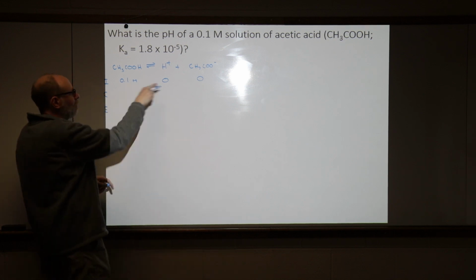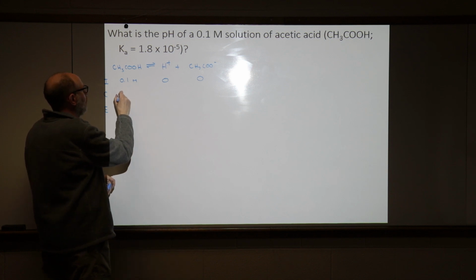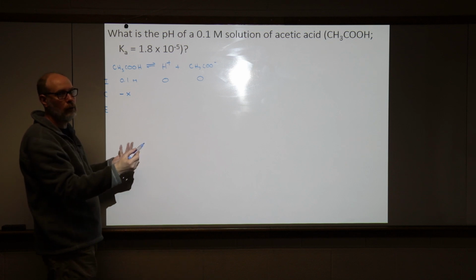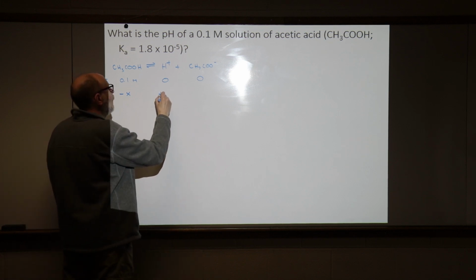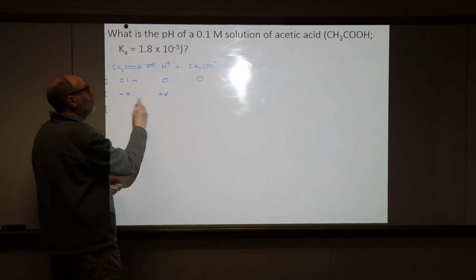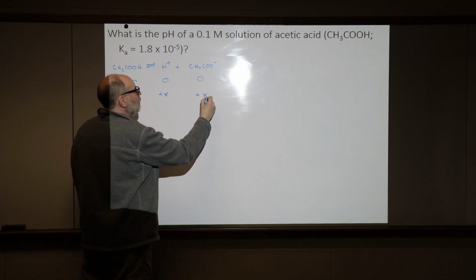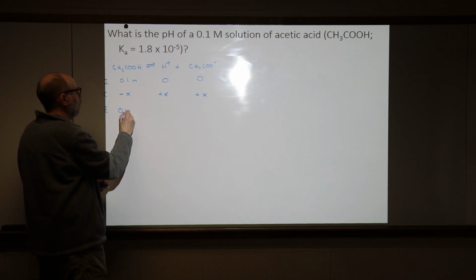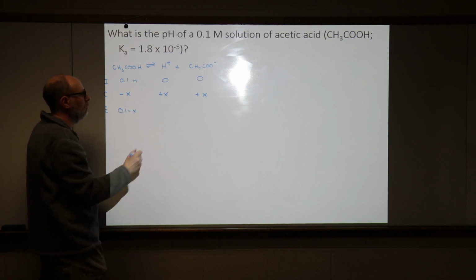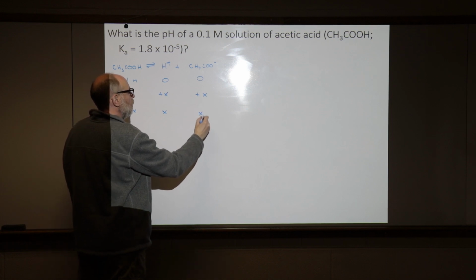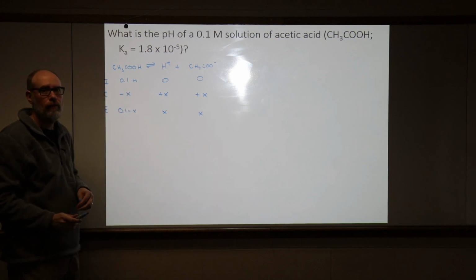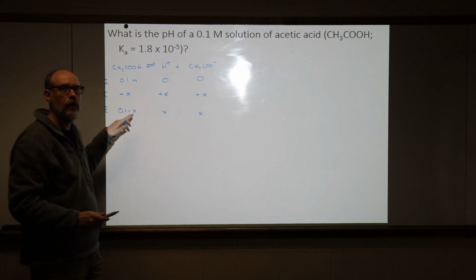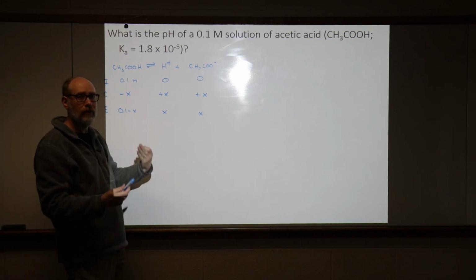Some of that acetic acid is going to give up its proton, and so some of it's going to go away. How much? We don't know, because we don't know what the equilibrium concentrations are going to be. So minus X, because it's a 1-to-1 mole ratio, this is going to be plus X and plus X. And so here, for the equilibrium concentration, we have 0.1 minus X, X, and X. So now we know what our equilibrium concentrations are, written in terms of X.